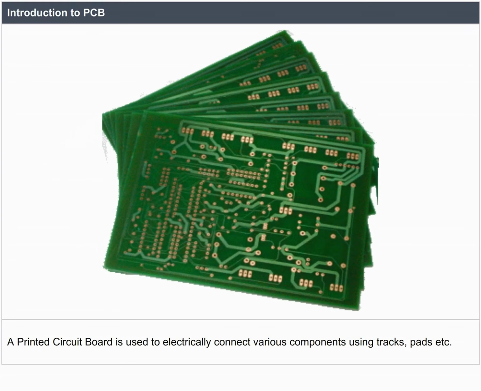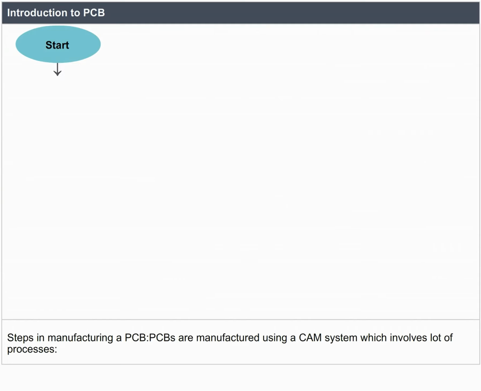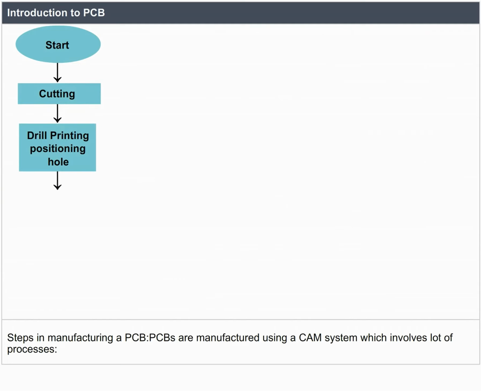Introduction to PCB. A printed circuit board is used to electrically connect various components using tracks, pads, etc. Characteristics of PCB. The traces present on the PCB consist of flat, narrow copper foil. The resistance of the conductor is determined by the thickness of the trace. Steps in manufacturing a PCB.